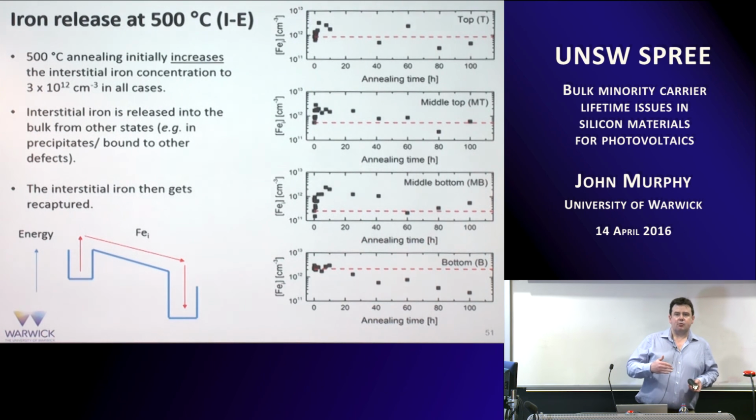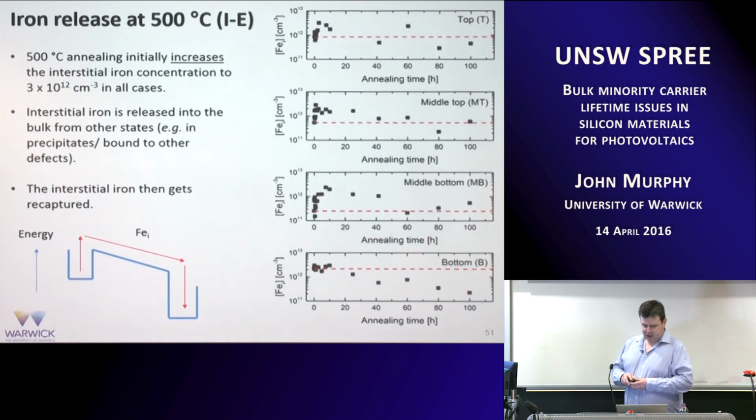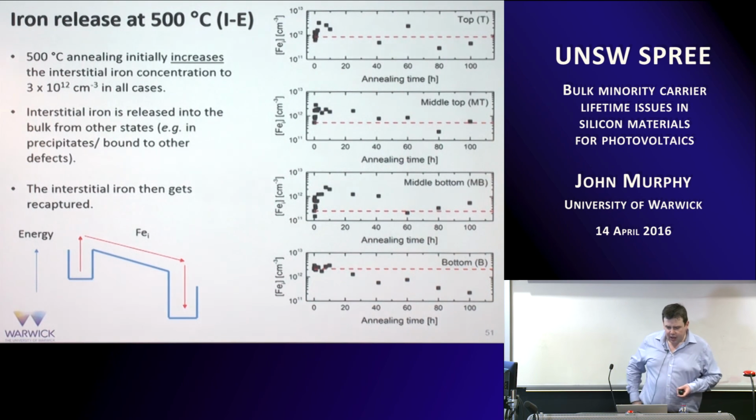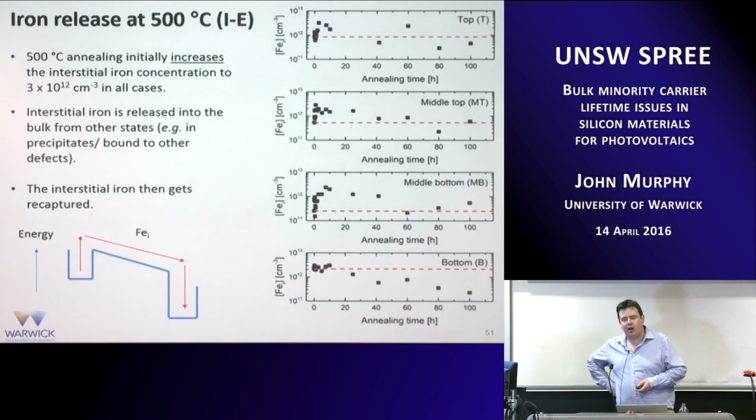At 500 degrees C, when we don't have hydrogen in the system, with iodine ethanol passivation, the low temperature annealing appears to release iron from the defects into the bulk. So if we monitor the iron concentration with annealing time at 500, we always get an increase in interstitial iron concentration. So it's like iron is bleeding out of some defect into the bulk. Now, we get completely different results when we have hydrogen.